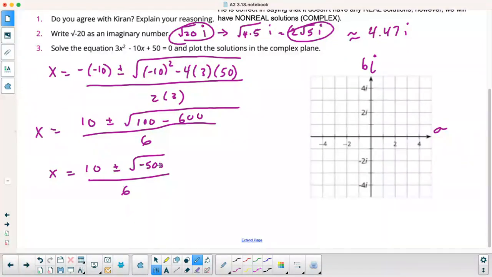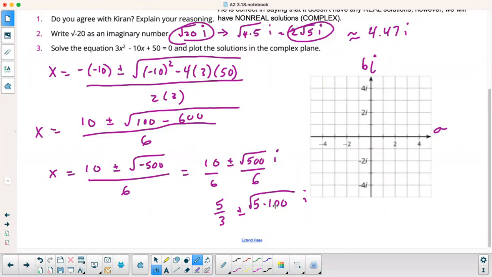So let's simplify this. Let's do this first. Let's say square root of 500i. Let's get that negative out of there. And let's split up the denominator. You'll see why. So obviously we have two complex solutions here because I got the I. 10 over 6 is 5/3. 500 is really 5 times 100.